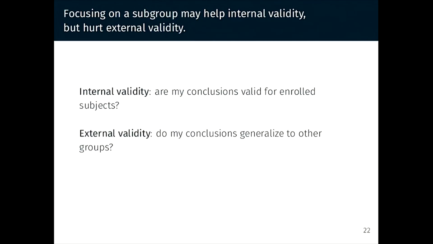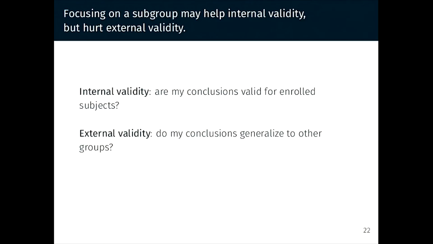But we can only make a statement about users who have 2 items in their cart. We can no longer reliably say that the same effect will be seen for all users, including users with 1 item in their cart. And that's called external validity. Do the conclusions of my study generalize to the wider population?